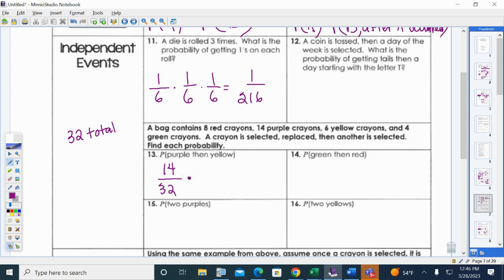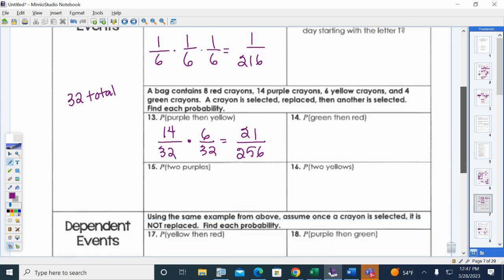And then I'm going to multiply that. I'm putting that purple crayon back in the bag. And then I'm going to try to select a yellow. What's the probability of selecting a yellow? Well, there are 6 out of the 32. So you're going to put that in your calculator to multiply those two fractions together. And you're going to get a final answer of 21 out of 256.